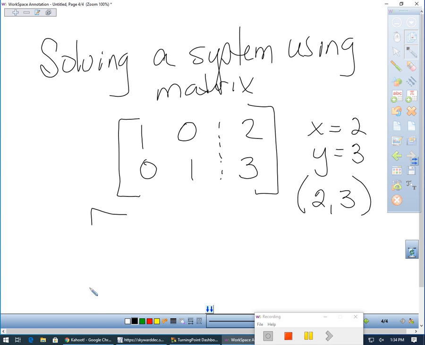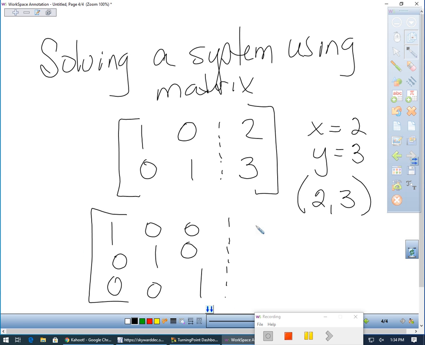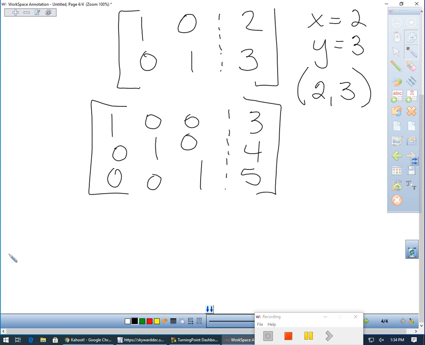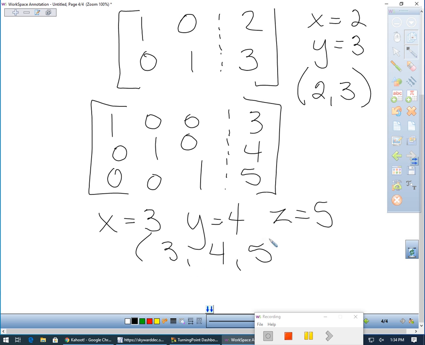So for example, if when we get to the answer, I'm going to have 1s in the diagonal, 0s everywhere else, okay? And then maybe I have 3, 4, and 5. So in this one, tell me what equals 3? X equals 3. What equals 4? And of course, then what would be 5? Good, okay. And again, you'd write it as 3, 4, 5 is your solution, right?